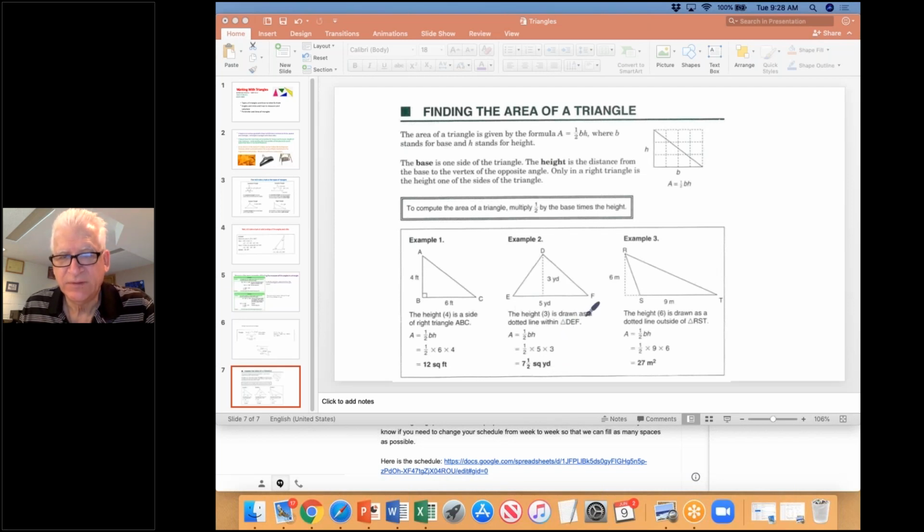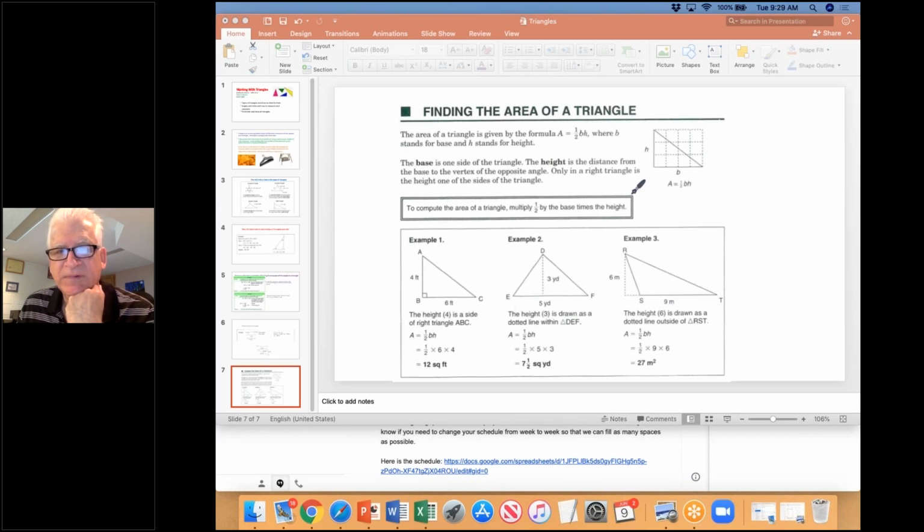Okay, and then one more example. This one's a little different because the height is actually outside of the triangle. Here it's in the triangle. So in order to find the height here, I have to draw a little dotted line out to where it would be a perpendicular right here, because the height has to be perpendicular to the base. It has to be a right angle to the base. Make sense?